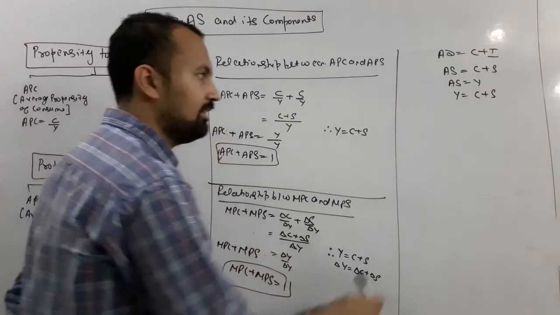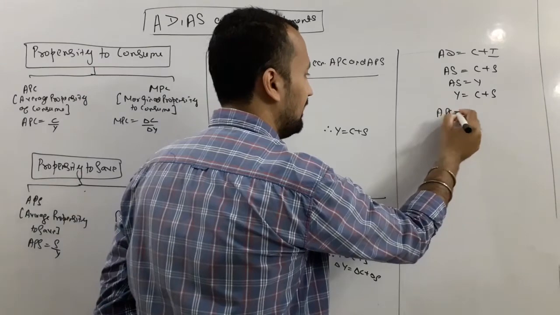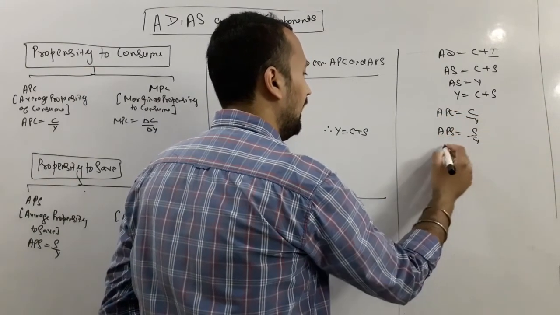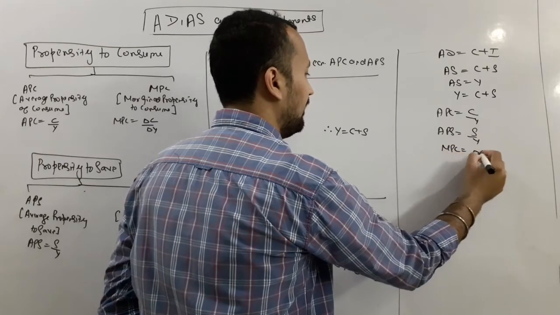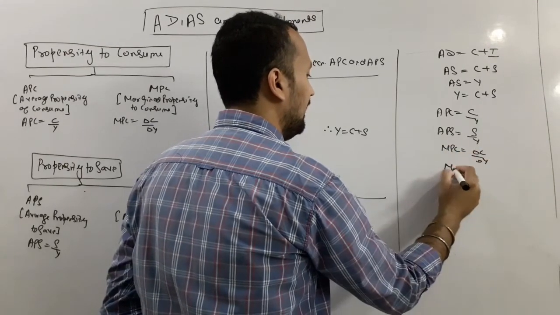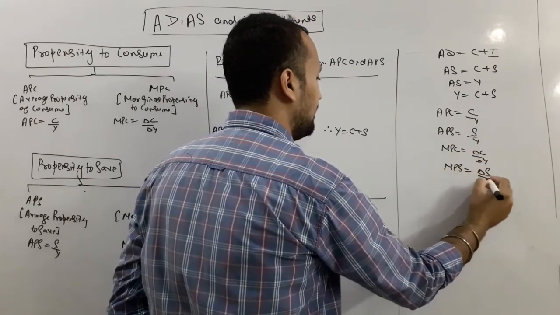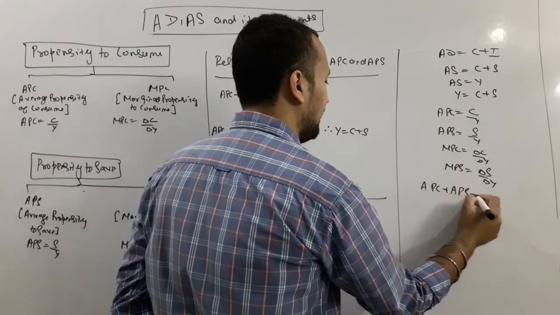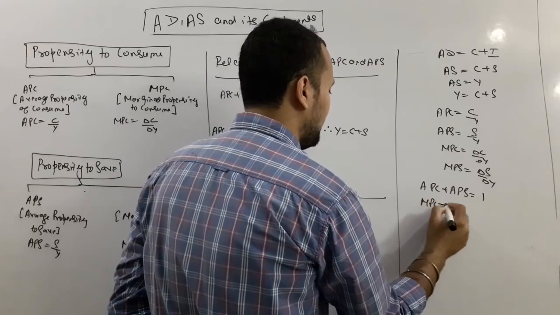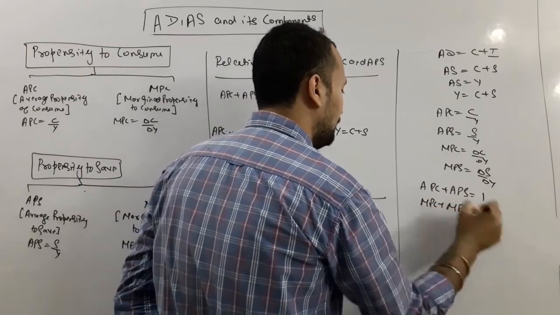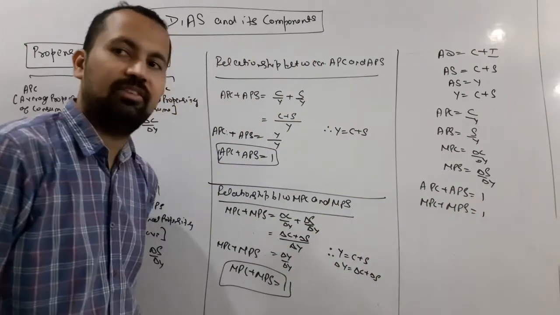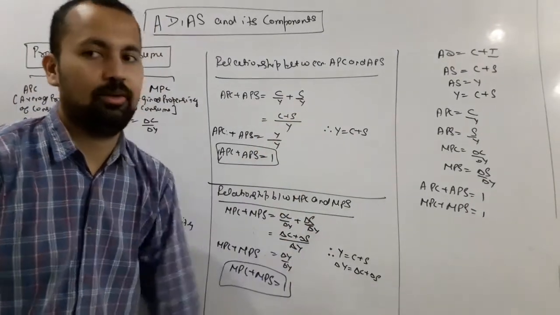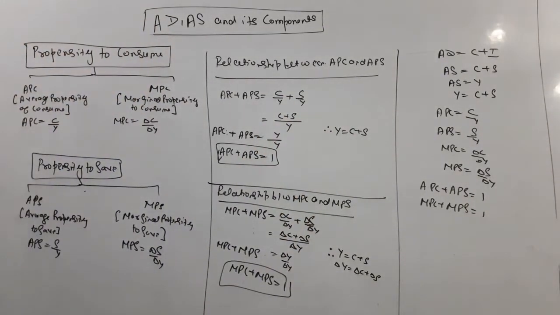So we have discussed the formulas like this: APC equals C upon Y, APS equals S upon Y, MPC equals delta C upon delta Y, MPS equals delta S upon delta Y, APC plus APS equals 1, MPC plus MPS equals 1. Now we are going to start with its numerical part, that is how to find out different kinds of values under different situations.